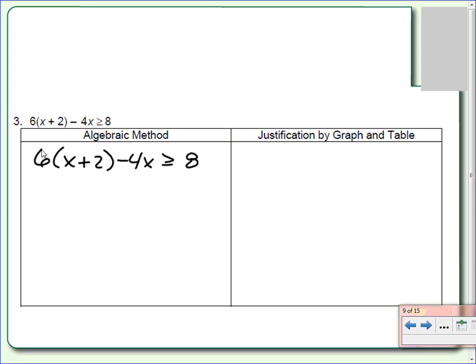Number 3. Notice on number 3 here, this time we do have some parentheses. So the first thing we're going to have to do is get rid of those parentheses. So we're going to start off with some distributive property.